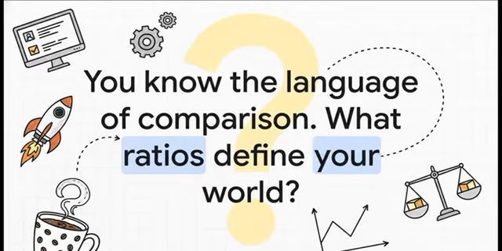So, you've cracked the code. From the screen you're watching on, to the fuel mix in a rocket, all the way to that perfect cup of coffee. Ratios are everywhere, just quietly keeping our world in proportion. So the real question is, what are the hidden ratios that define your world?